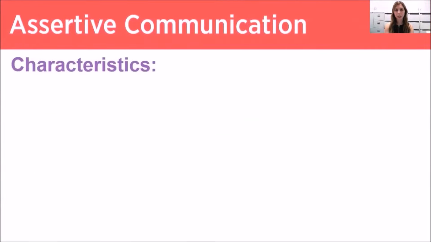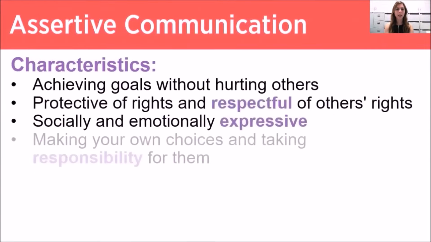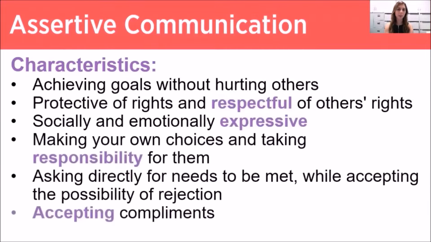Having assertive communication is characterized by achieving your goals without hurting other people, being protective of rights and respecting other people's rights as well, being socially and emotionally expressive when you are talking with other people, and making your own choices and taking responsibility for them. It also involves asking directly for needs to be met while accepting the possibility of rejection, and also being able to accept compliments.